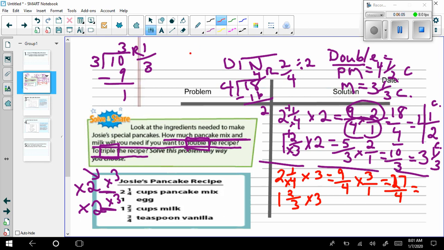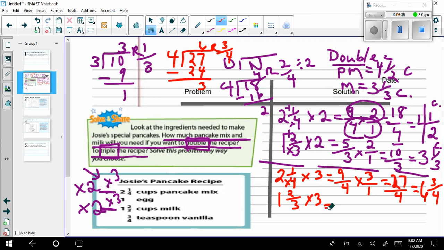So I'm going to do that up here. I'm kind of running out of room. So 4 goes into 27 6 times. 6 times 4 is 24. Subtract that and we get 3. So we have 6 remainder of 3. Your denominator is going to stay the same as 4. So this mixed number would be 6 3/4 cups of pancake mix when you triple the recipe.